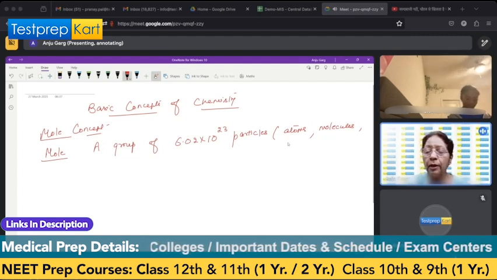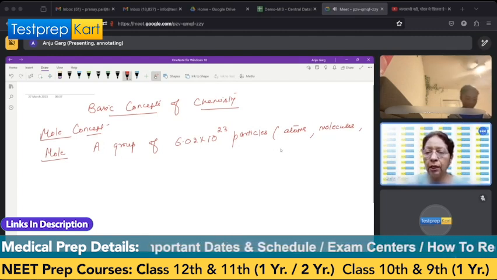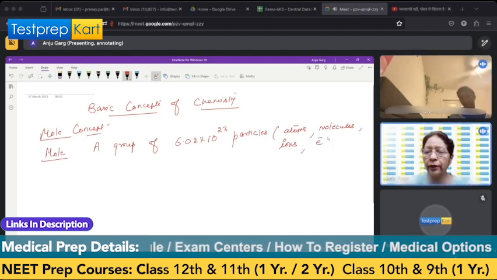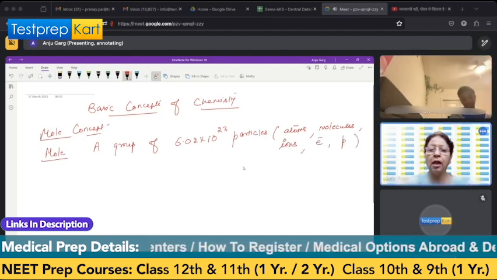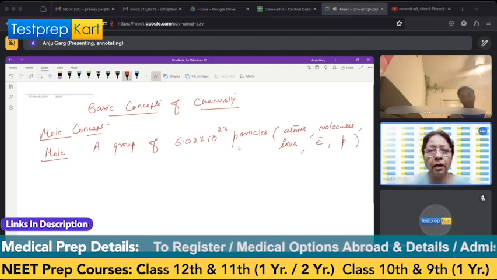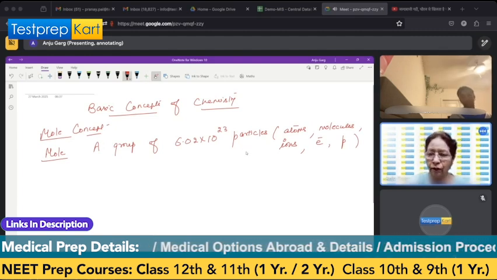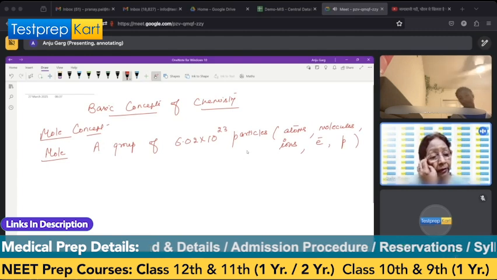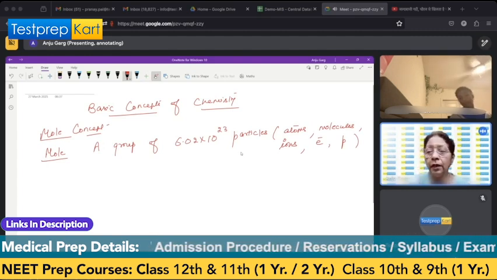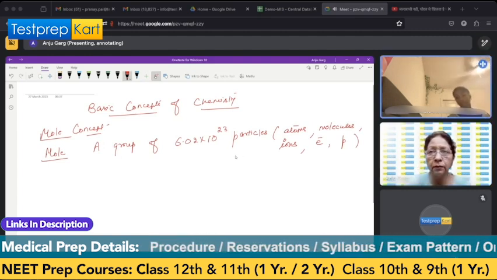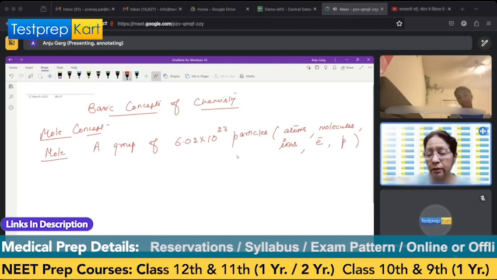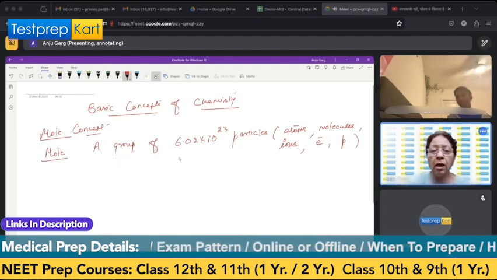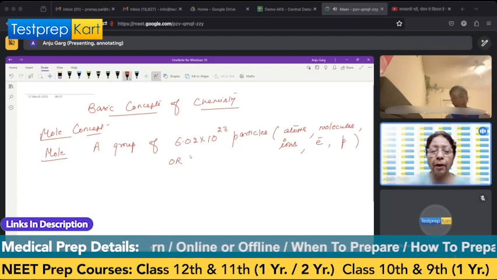Even you can have 1 mole of ions. You can have 1 mole of electrons, protons, anything. It is just a number. Like if we say what is a dozen, we will say 12. If I ask you what is a decade, decade means 10 years. So a mole can be taken in number of particles, or a mole can be taken in the amount of substance also.